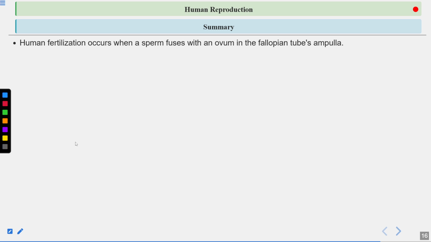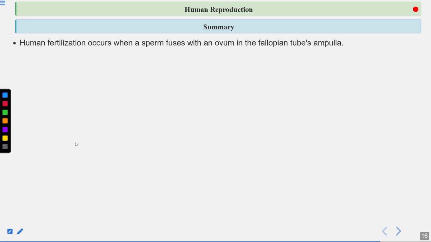Embryogenesis will occur, and finally the fetus will be ready in 9 months. So gestation period is 9 months in case of the human females. So blastocyst is what? Blastocyst is the pre-implantation stage of the embryonic development. Okay. Clear?